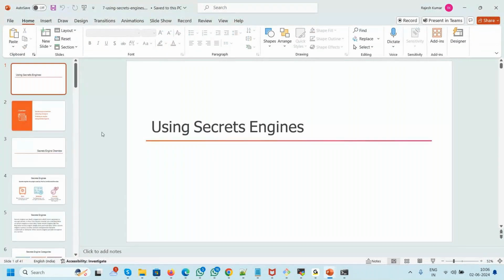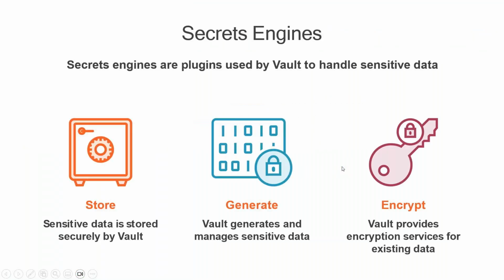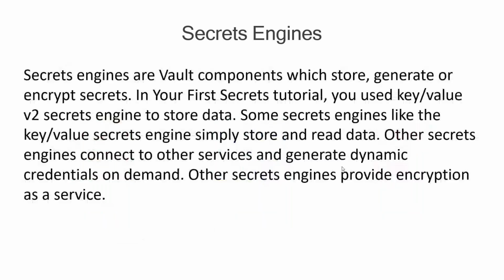Secret engine basically means the storage where the secrets are being stored. In a secret engine, you can store, generate, and encrypt secrets. Various methods are there, because everyone loves Vault, as there are so many options and it is so flexible. So secret engines are a Vault component which store, generate and encrypt secrets.